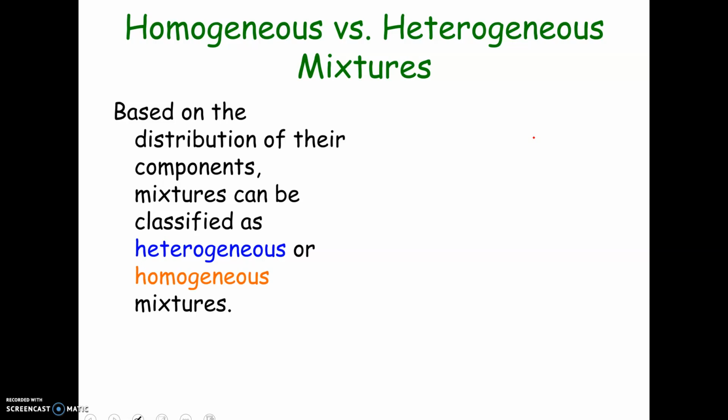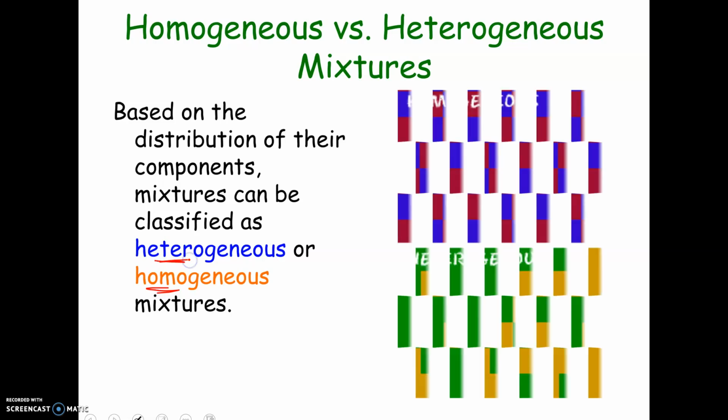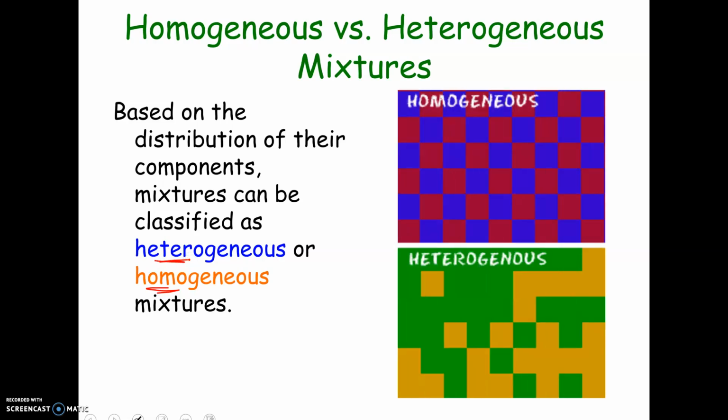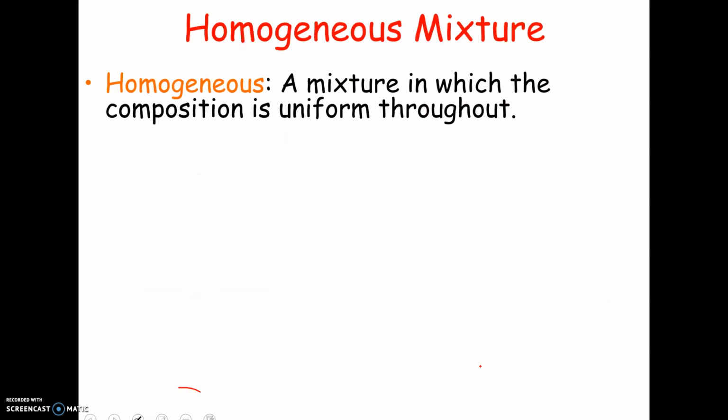Homogeneous and heterogeneous mixtures, very quickly. Homo means the same, hetero means different. So a homogeneous mixture is one that sort of appears the same throughout. Whereas a heterogeneous mixture, you can see the separate parts. Chicken noodle soup is a very obvious heterogeneous mixture. You can physically see the parts in it.